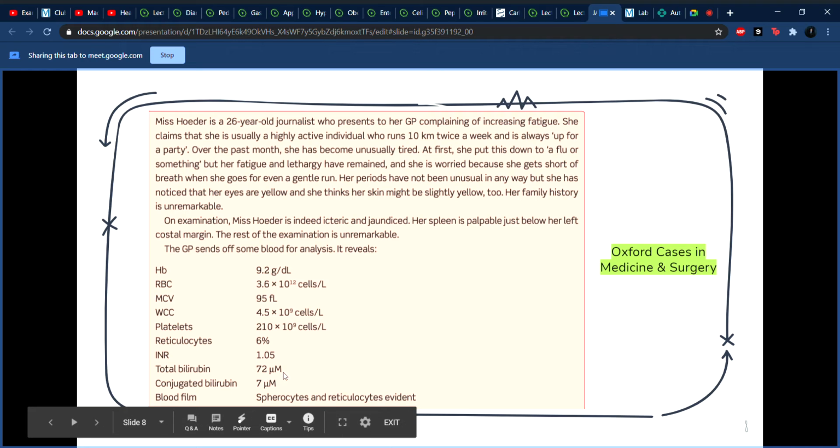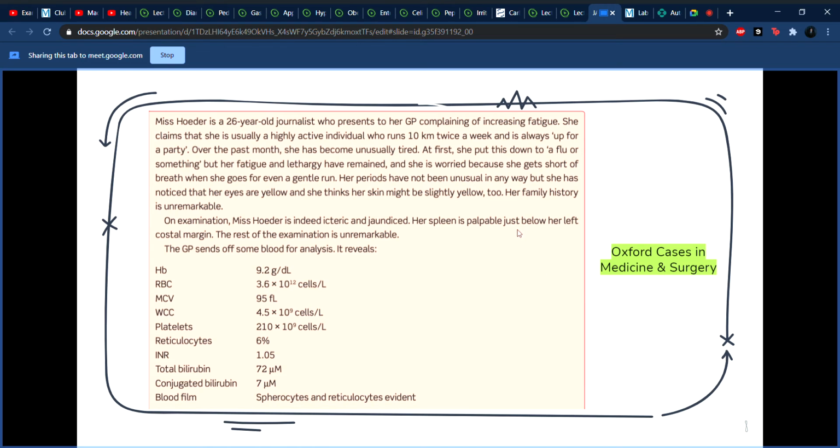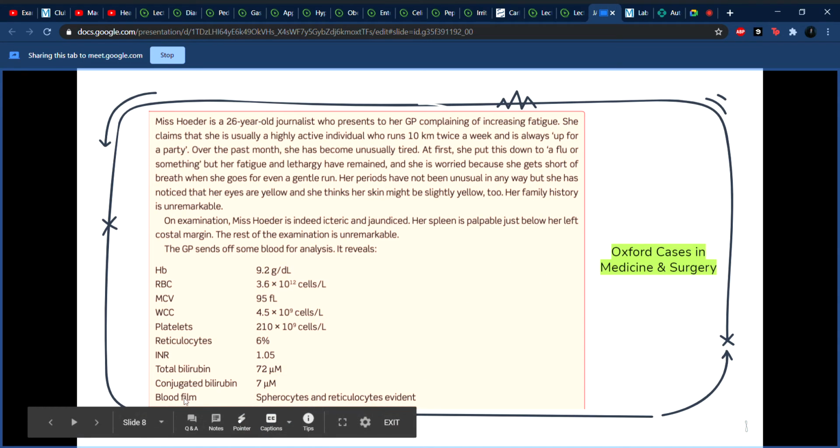But actually, what I'm trying to say is the total bilirubin is 72. So 72 minus 7 is 60 something. That's a lot for unconjugated. So we can know for sure that's unconjugated hyperbilirubinemia. So for blood film, there's evidence of spherocytes and reticulocytes. Tanan will explain about this later.